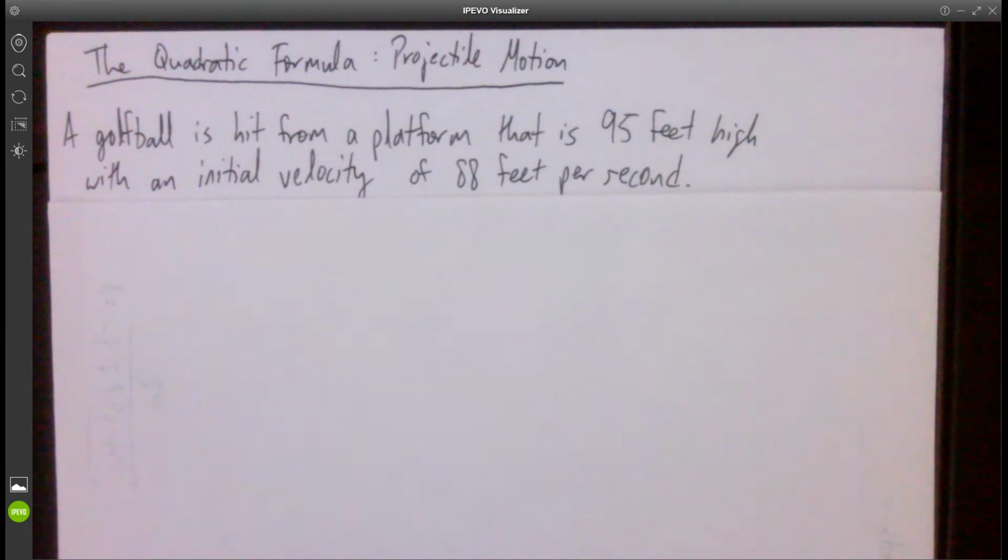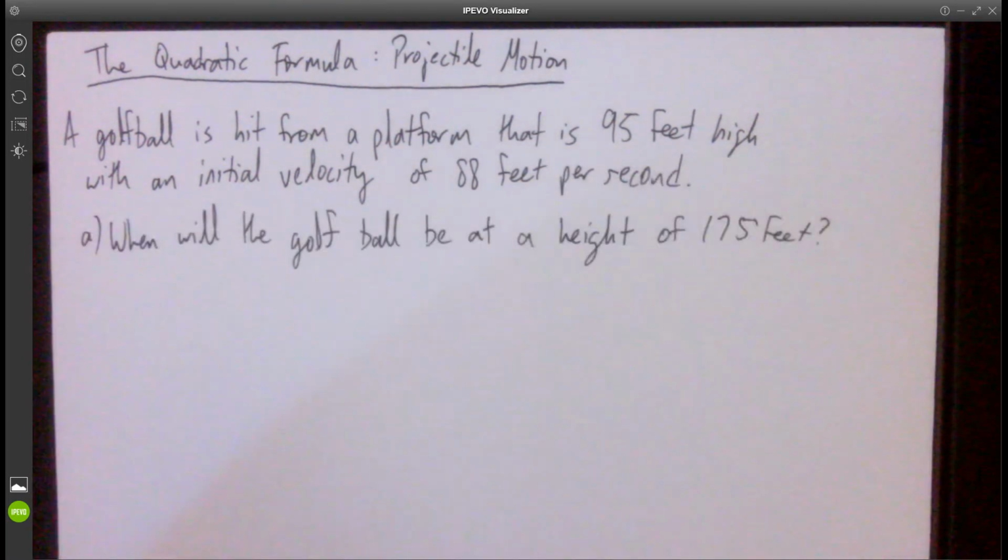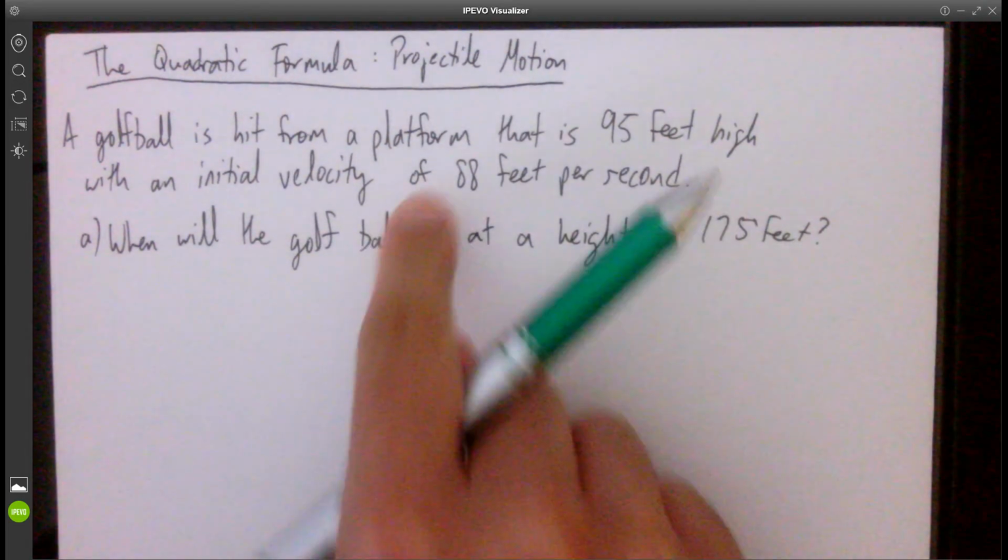Okay, this is another example of quadratics using projectile motion. And so we're going to use this situation here. A golf ball is hit from a platform that is 95 feet high with an initial velocity of 88 feet per second. So certain information is given to us. And what we want to know is when will the golf ball be at a height of 175 feet.